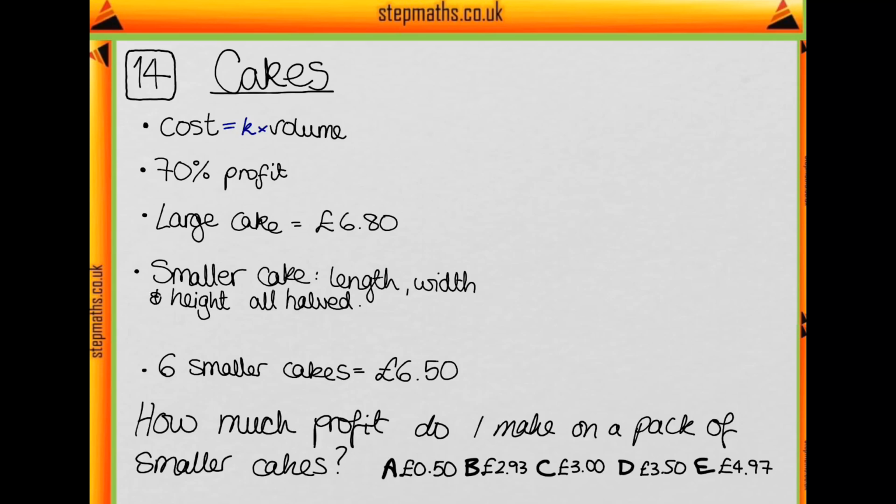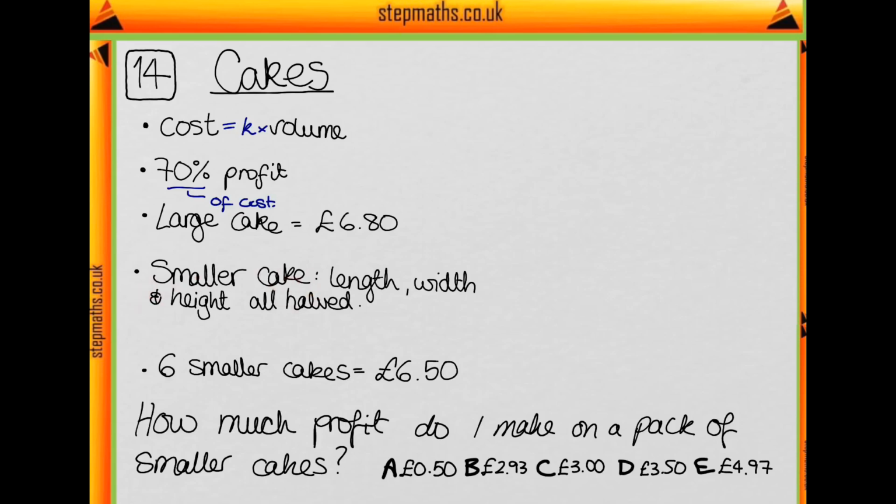Notice that when we talk about 70% profit, it's a bit of an unusual term to talk about percentage of profit. So this is 70% of the cost, and not of the price. We're also told that people would pay £6.80 for a large cake.